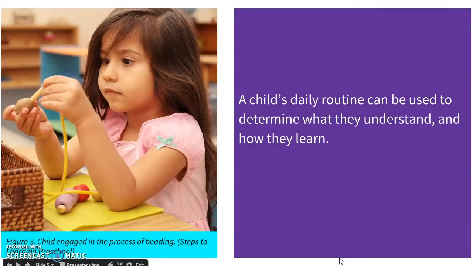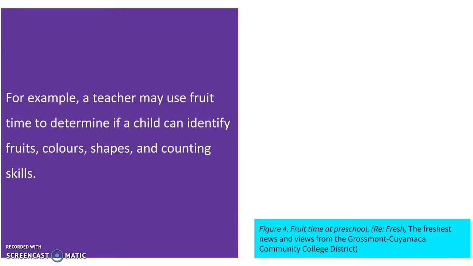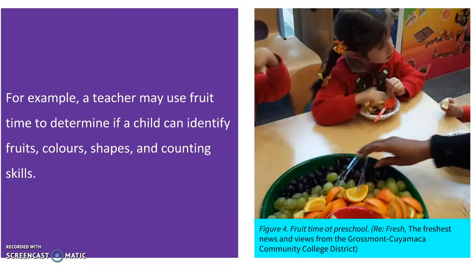For the early childhood practitioner, this means using the child's daily routine to determine what they understand and how they learn. The child in this picture can be authentically assessed for their level of fine and gross motor skills, pattern making, and sequencing using beading. Another example is that a teacher may use fruit time to determine if a child can identify fruits, colors, shapes, and counting skills.